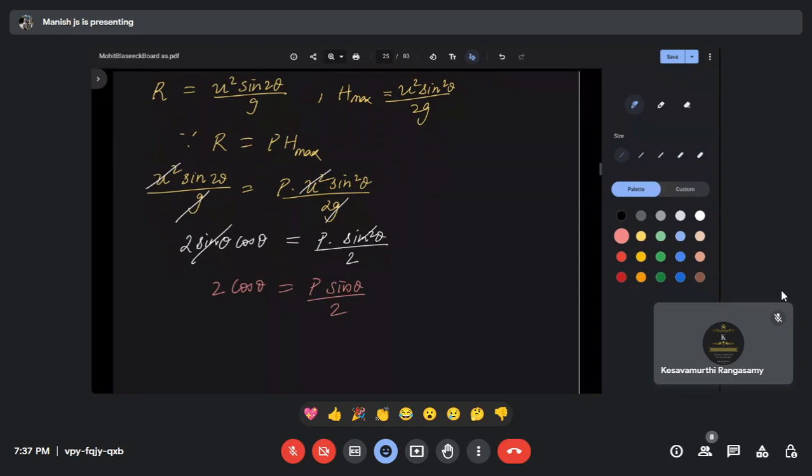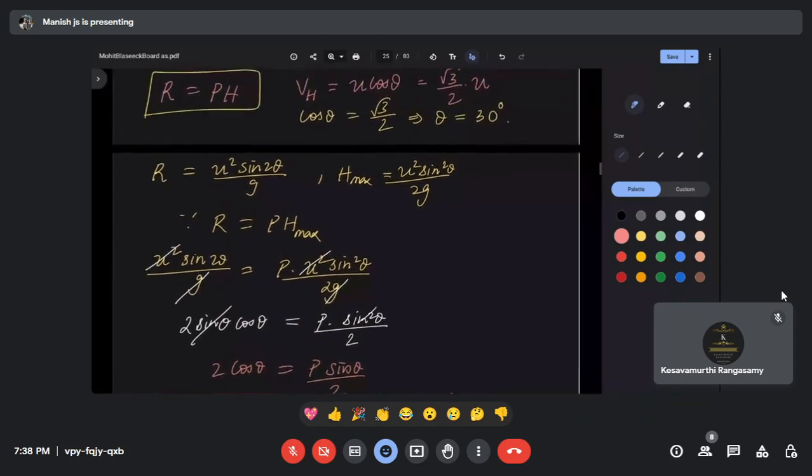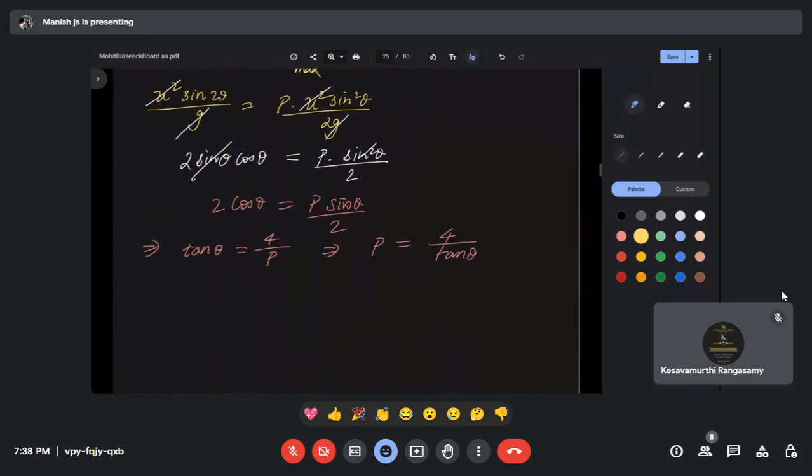Can we get the tan relation here? So what is tan theta? Who can tell me the value? Tan theta would be equal to 4 by p, so it's 4 upon p. Now what is p? They are asking for the p value. Go for a rearrangement: p is equal to 4 upon tan theta. Already theta we have found out as 30. Substitute and get me the answer.